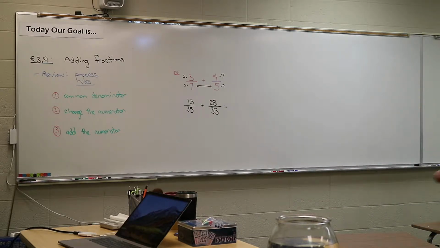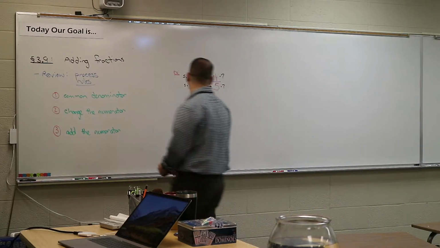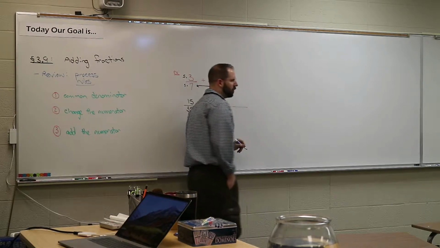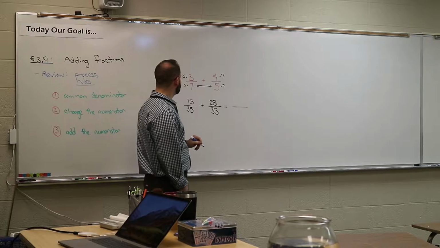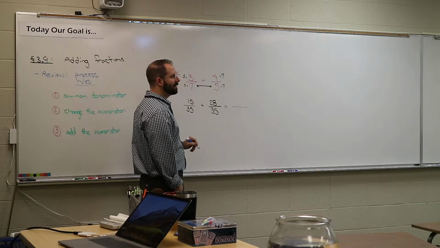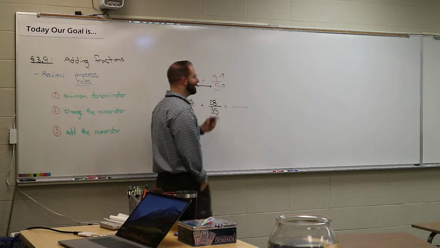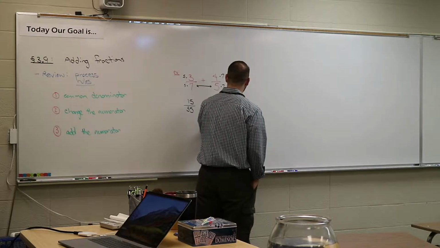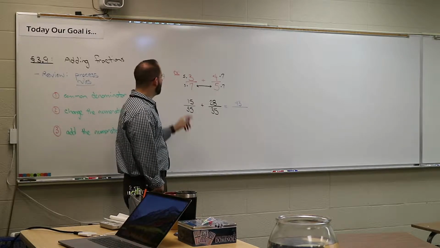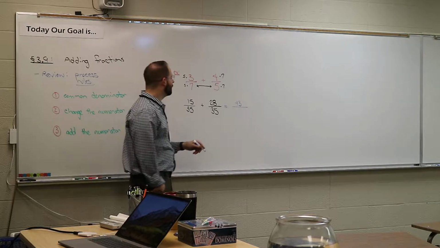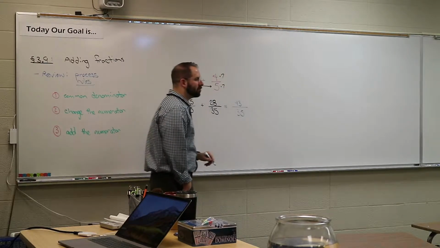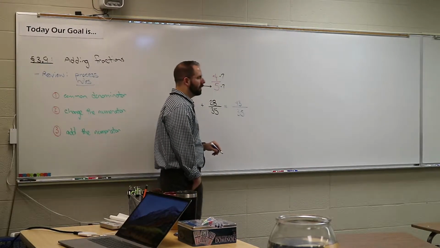Are you sure it's 44? You're close. It's 43. And on the bottom, what do you get? 35. Okay. Now, how many times can I successfully subtract 35 from 43?